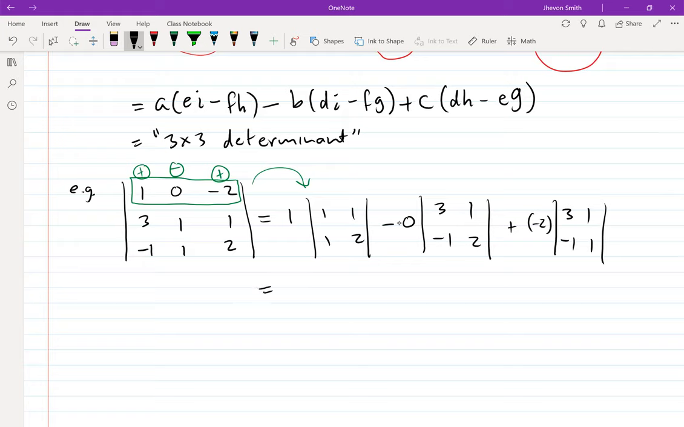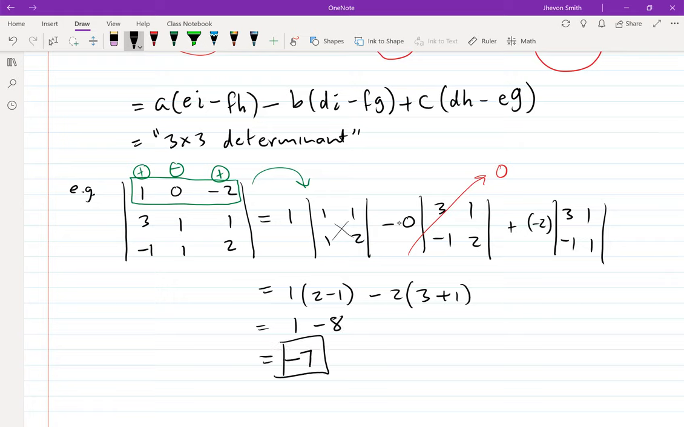Moving down, this one here is of course going to be 0 because you're multiplying by 0, so it's not going to matter. Here, what's going to happen? It's going to be 2 minus 1, because it's this times this minus that times that, minus 2 times 3 plus 1, because this times this minus that times that. And so this is 1 minus 8, so the determinant of this matrix is minus 7.